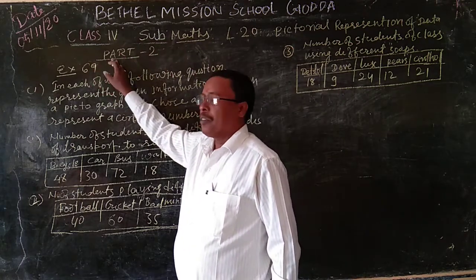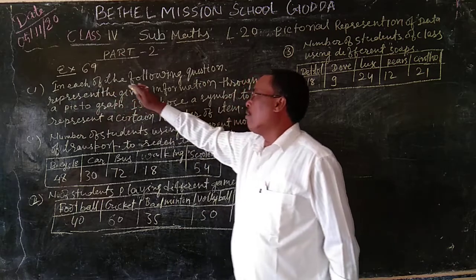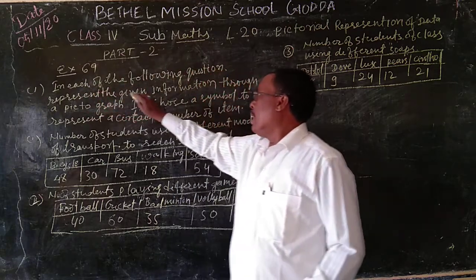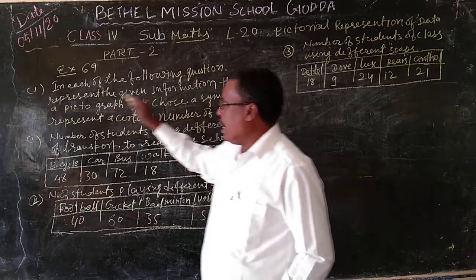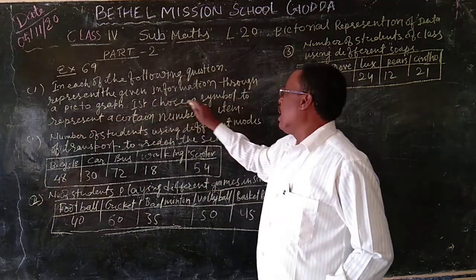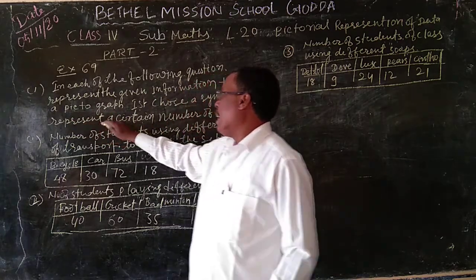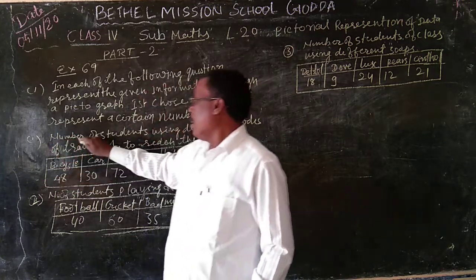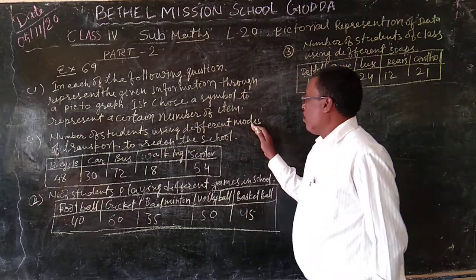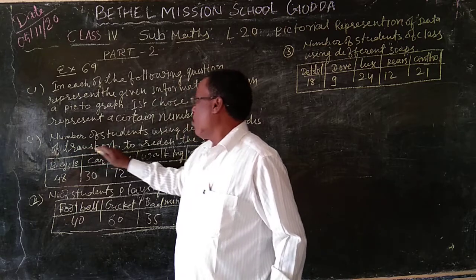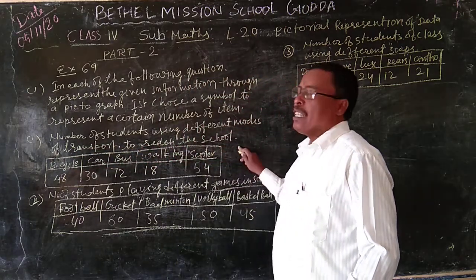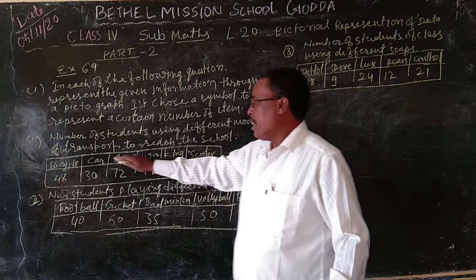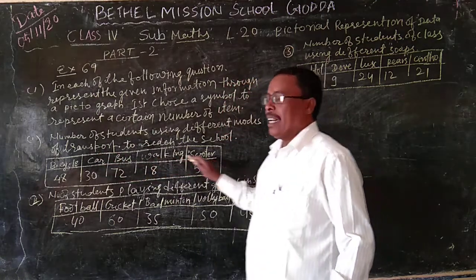Exercise 69. Question number 1. In each of the following questions, represent the given information through a pictograph. First, use a symbol to represent a certain number of items. Question number 1: the number of students using the different modes of transport to come to school, means students come by bus, car, walking, scooter and bicycle.